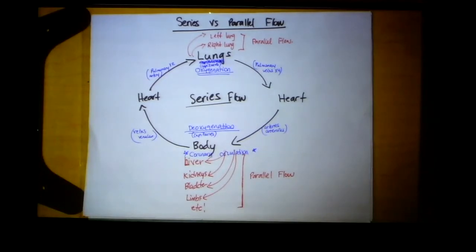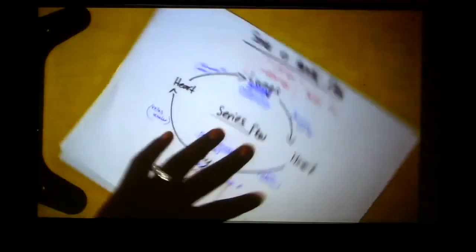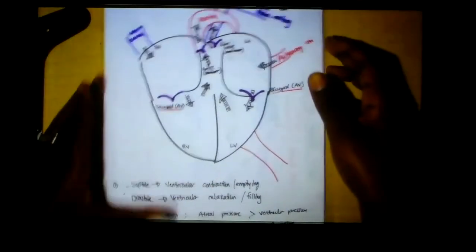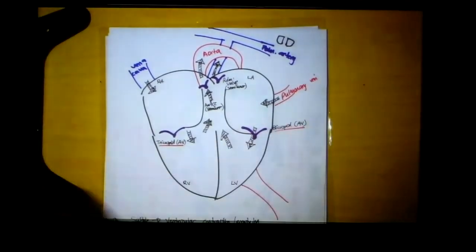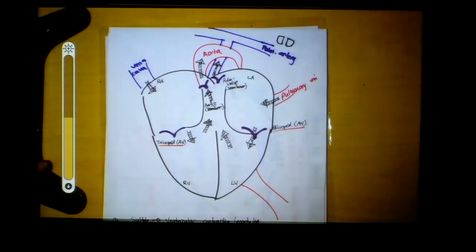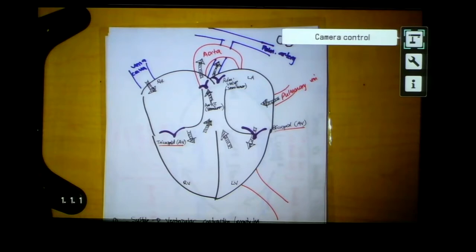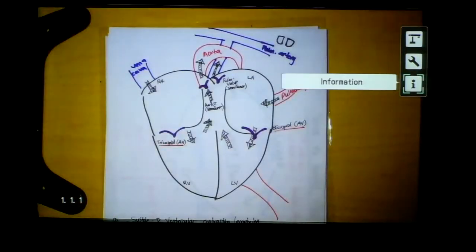The next question that I got had to do with the valves and understanding which valves are where and what they're doing. And so we'll kind of look at this drawing here. So if I can zoom in. Okay. Just trying to zoom in, but I can't.